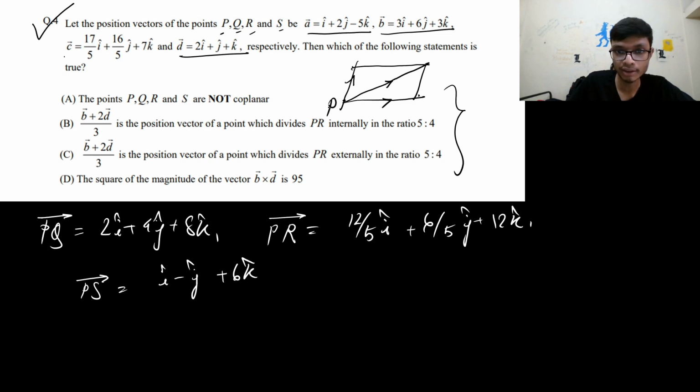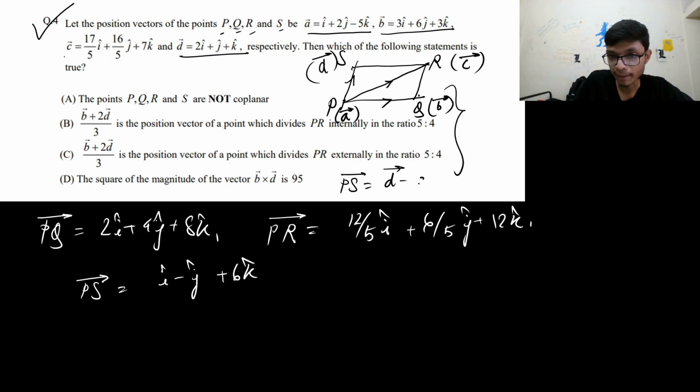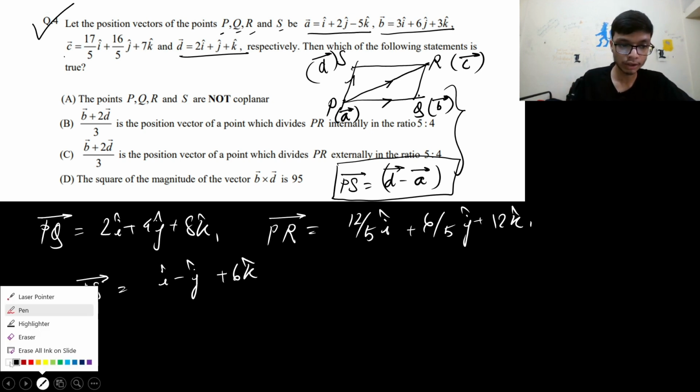Assume this is P, this is Q, this is R, and this is S. The position vector of P is given as A vector, of Q as B vector, of R as C vector, and of S as D vector. This is how I calculate all the vectors. For example, the PS vector is simply calculated as D vector minus A vector. This is the simple definition of position vectors. I hope this basic concept of vectors is clear.